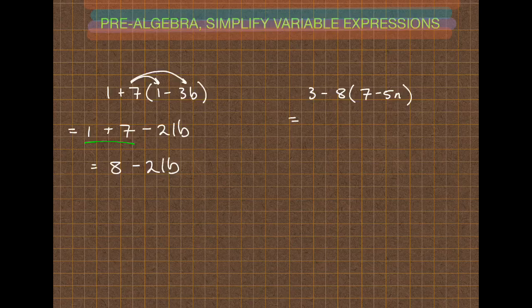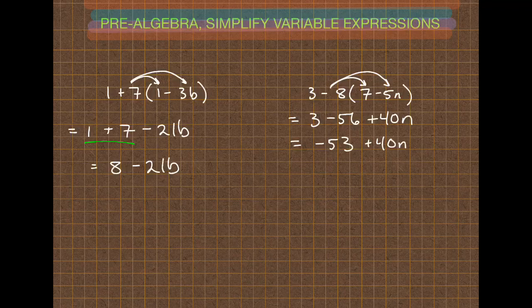Okay, next one, we could go ahead and bring down this number 3. And we're going to distribute this -8 into the parentheses. So -8 times 7 gives us -56. -8 times -5n gives us a +40n. So 3 minus 56, that gives us -53 plus 40n for our final answer.